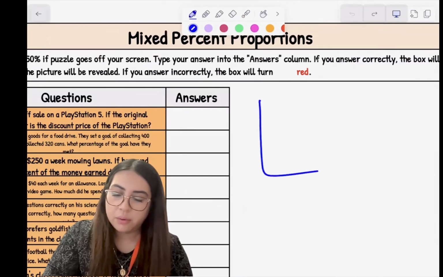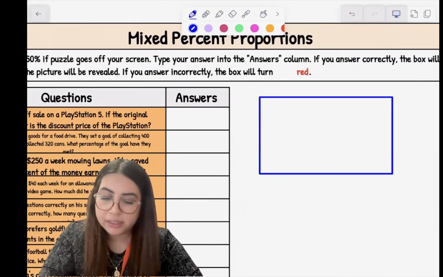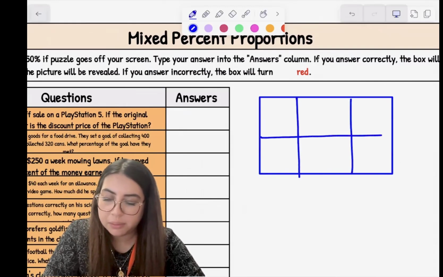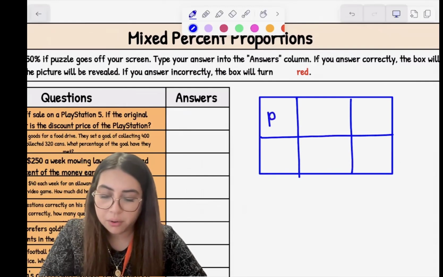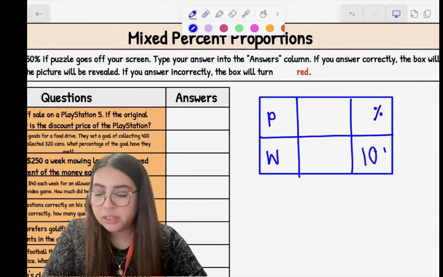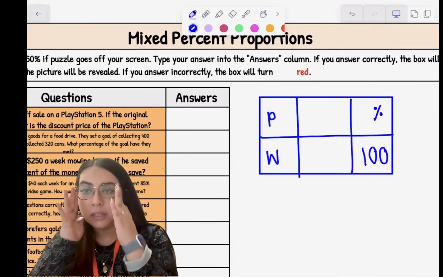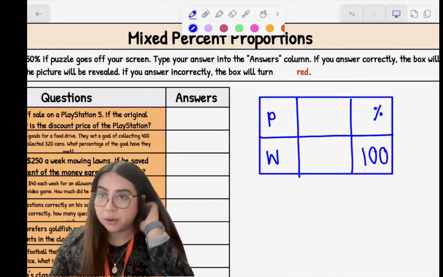I'm going to try it again. We set up a box, and what we did is we filled it in. We talked about how this is a percent box, different from our proportion box. This is part, whole, percent, 100. And that's always getting filled in no matter what. We don't have to worry about it. That's what we know, okay?